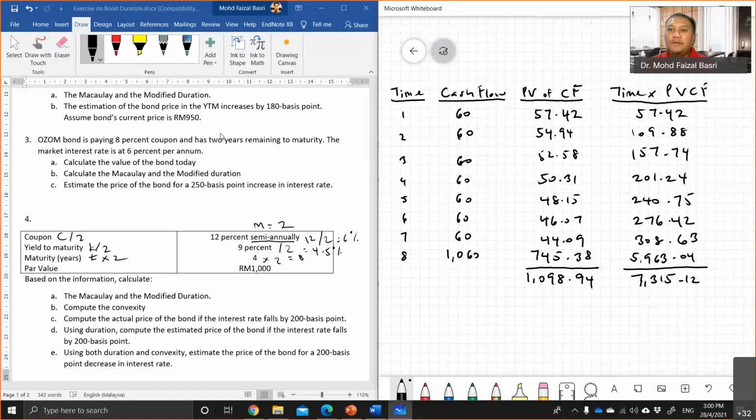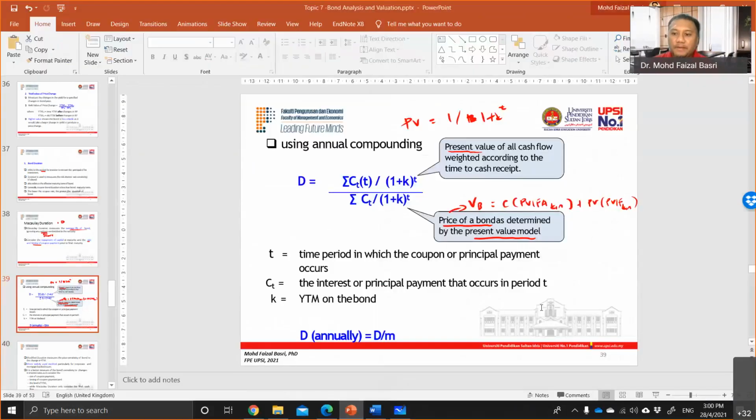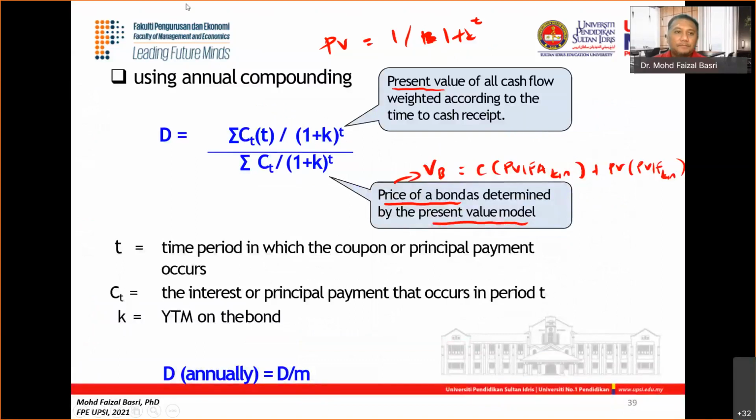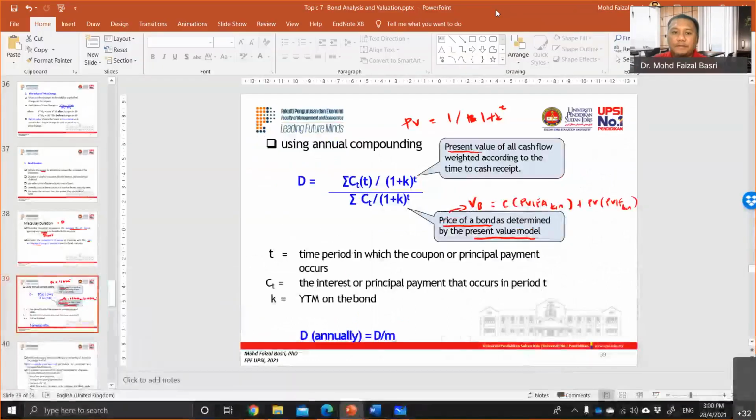All right, so now we have the full set of the formula. Thank you for helping me calculate. So we have both pieces of information: the present value of cash flows weighted, whereby we multiply with the time, and the other one would be the VB, the price of the bond.